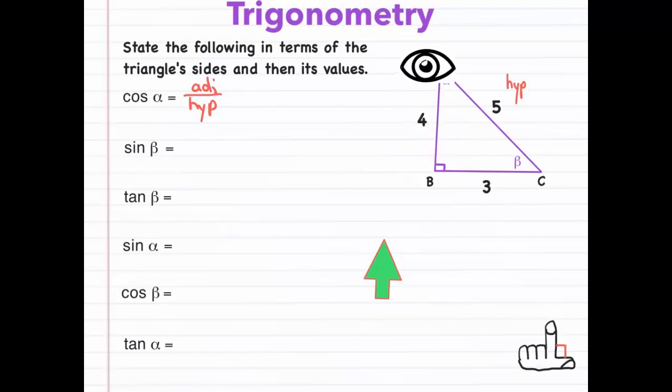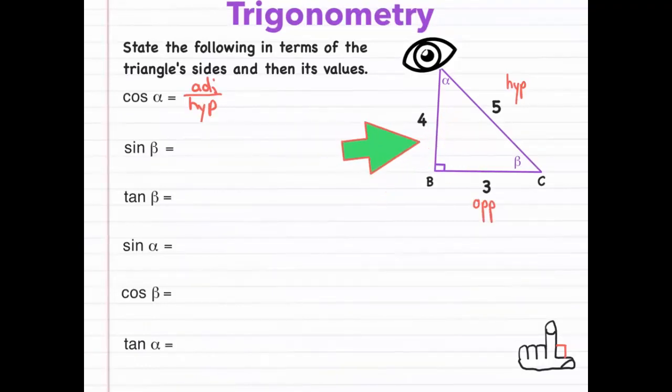Then I go and take my eye and I put it there because I want to know the cosine of alpha. So I am viewing this from this side all the way through. So the side opposite alpha is my opposite. So there we go. So this will be my opposite. And then that means the one touching this angle, this side, will be my adjacent. So this will be my adjacent side.